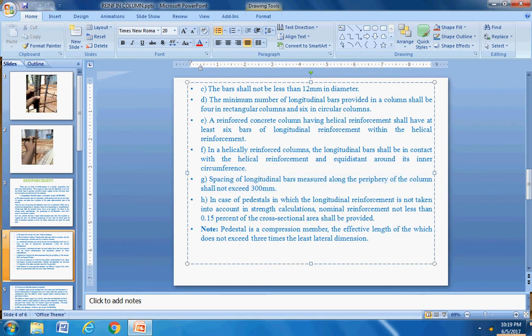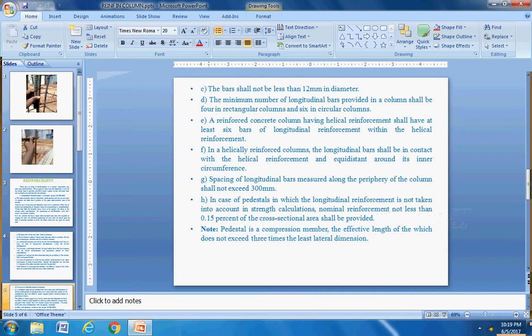In case of a pedestal in which longitudinal reinforcement is not taken into account in strength calculation, nominal reinforcement not less than 0.15% of the cross-sectional area shall be provided. In pedestal, 0.15% of steel. Pedestal means it is the compression member having an effective length which does not exceed 3 times the lateral dimension.